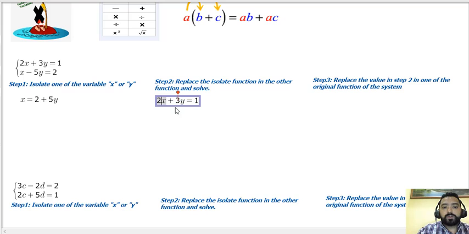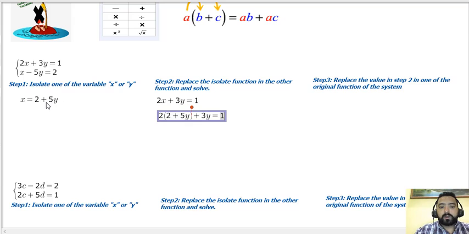So how are you going to do this? You are going to write 2, and open parentheses. What is the value for x? Here we have 2 plus 5y. We are going to close the parentheses, and we are going to add plus 3y equals 1.